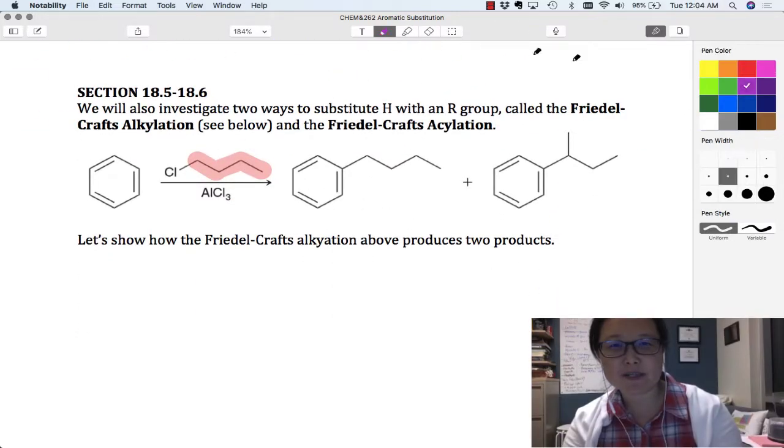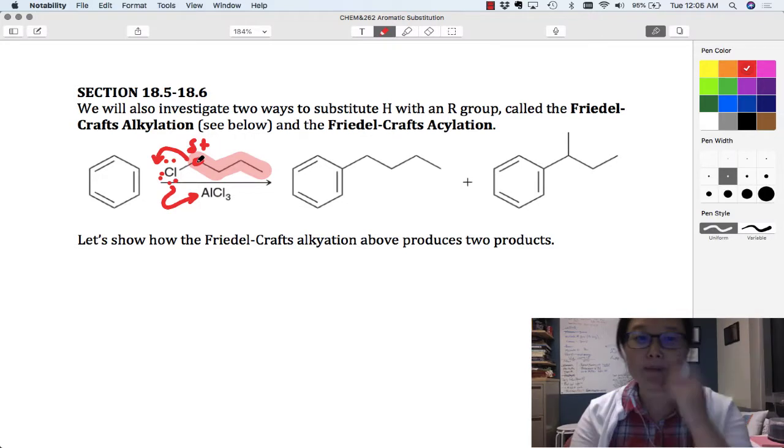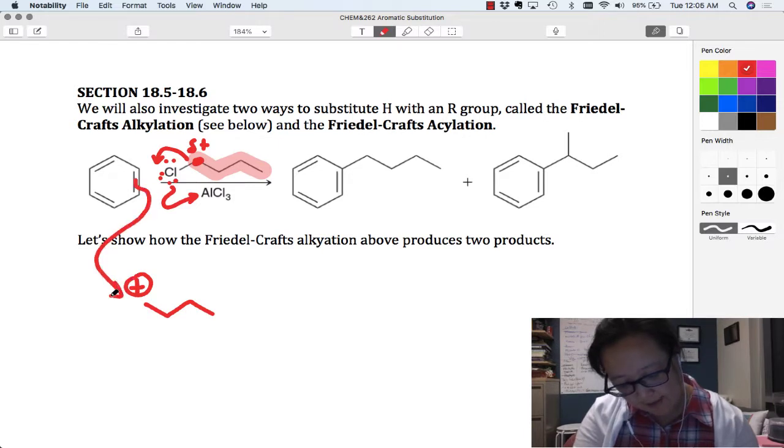So let me show you maybe in red. I'm going to show you that these lone pairs are going to bond to the Al, and that's going to push the electron density this way, and it's going to make this carbon my positive charge. Okay, so I want you to think about that. Here's my positive charge, and then my benzene ring is going to attack that positive charge. So that's going to give me, okay, this kind of thing.